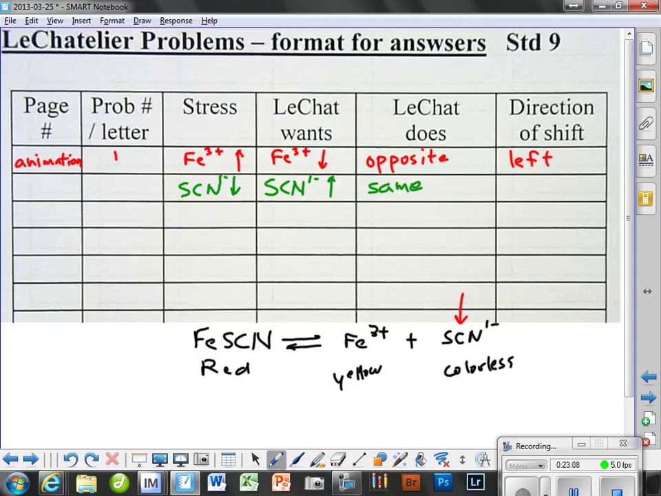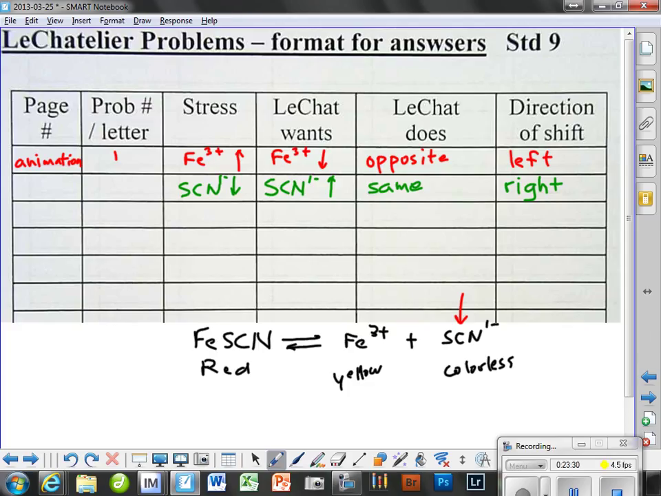Right. That's the 1 minus, right? For the first one? Yeah, the SCN is a 1 minus. He's always a 1 minus. Yes, it's connected. Okay, and so this time the shift is to the right, because that's the side that the SCN is on, and we're trying to increase it.